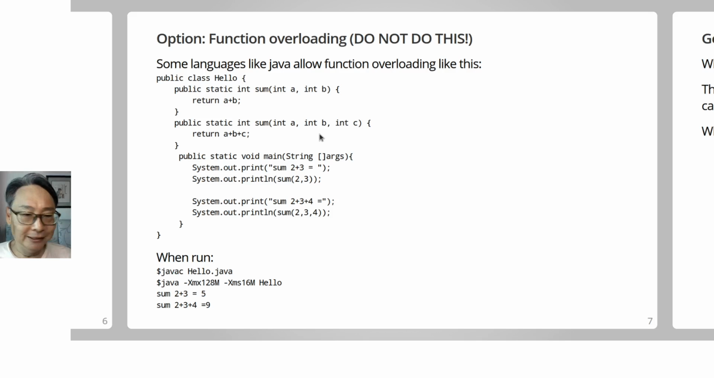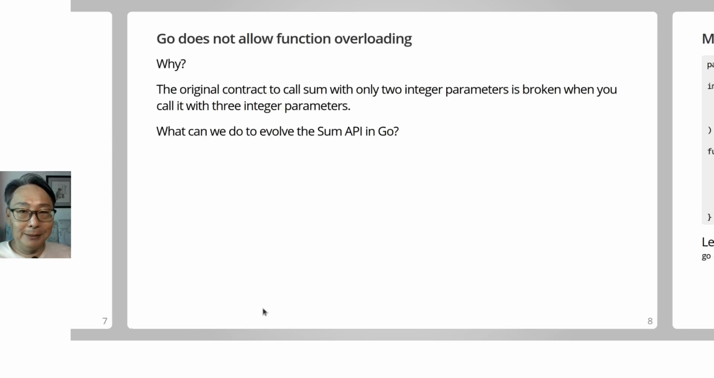Do not do this. It works in Java, you can see it works in Java, but Go absolutely does not allow this. Why? Simply because sum is a contract which accepts two integer parameters. This contract is broken if you try to call it with three integer parameters. So that begs the question, how do we evolve the sum API in Go?